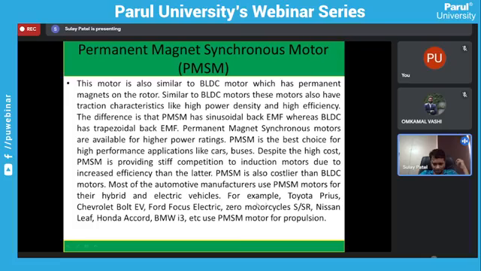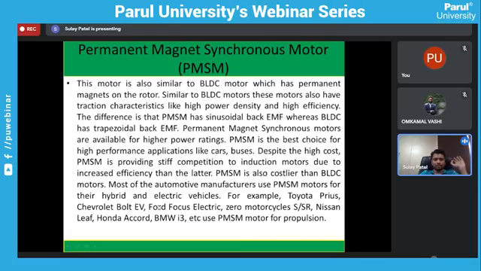And you can see over here, these are all examples of vehicles in which this particular PMSM motor is used. And if you want to purchase a vehicle from this list, then you need to spend around 45 lakhs or higher.